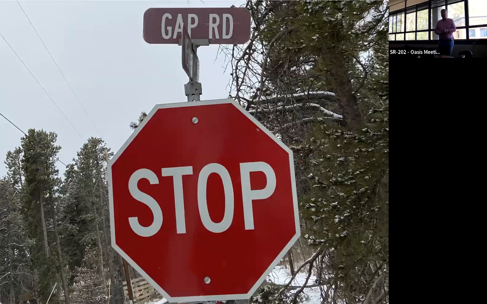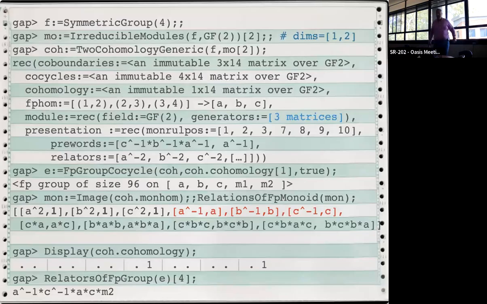So after this theory, let's go to GAP and look at what it is concretely on the computer. So here I'm taking the symmetric group on 4 points. I'm calculating irreducible modules over the field with 2 elements. I'm picking the second one, which has dimension 2, and I calculate the 2 cohomology for this module.